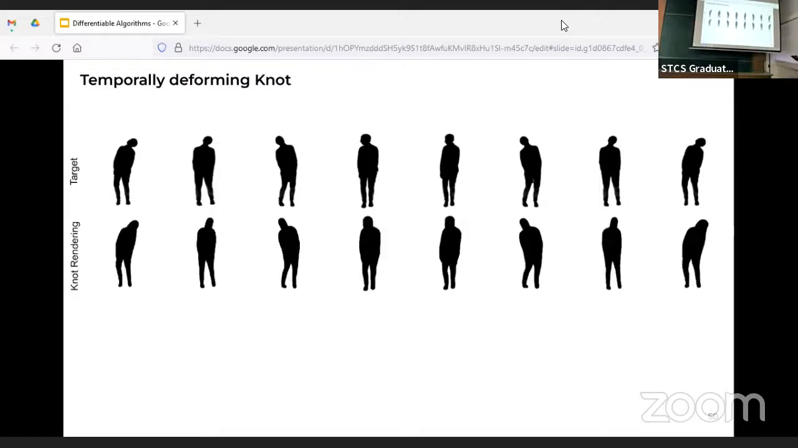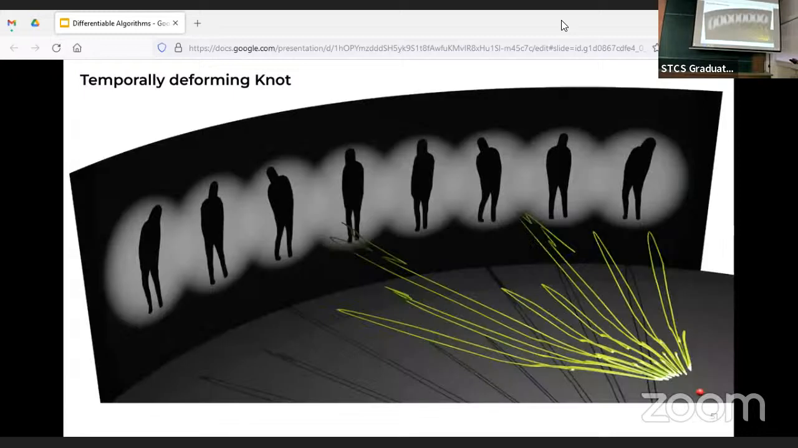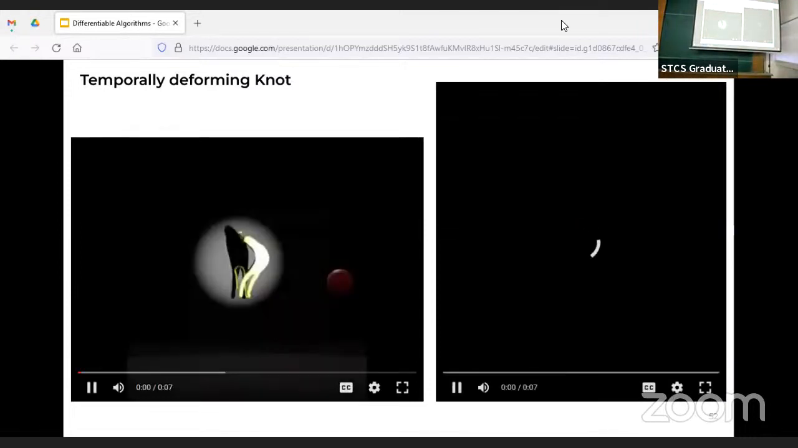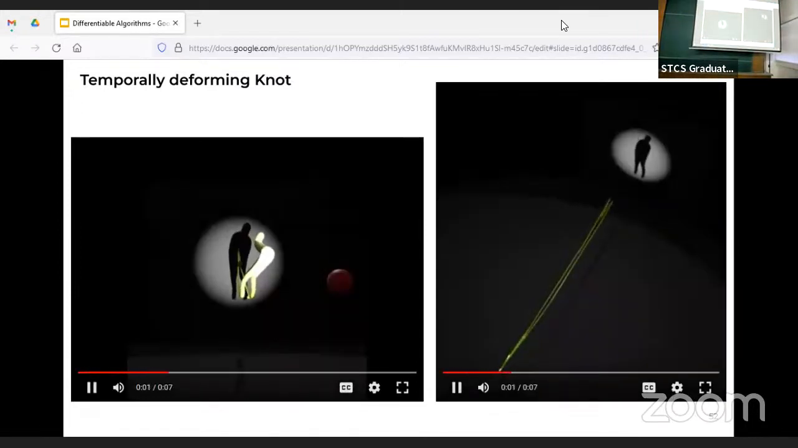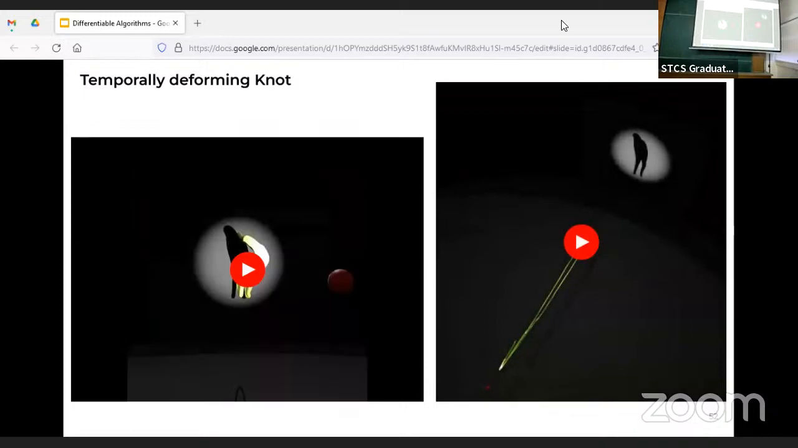So it learned, these were the learned renderings, and this is the skeleton of the knot. So these are all at different times, time 1, time 2, and final time. These are the embeddings. And if we look at the video, this is how the video looks. The knot is deforming with time.